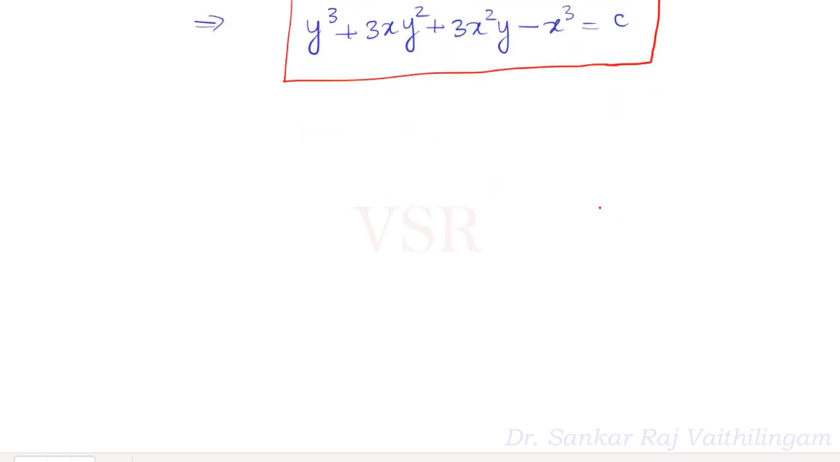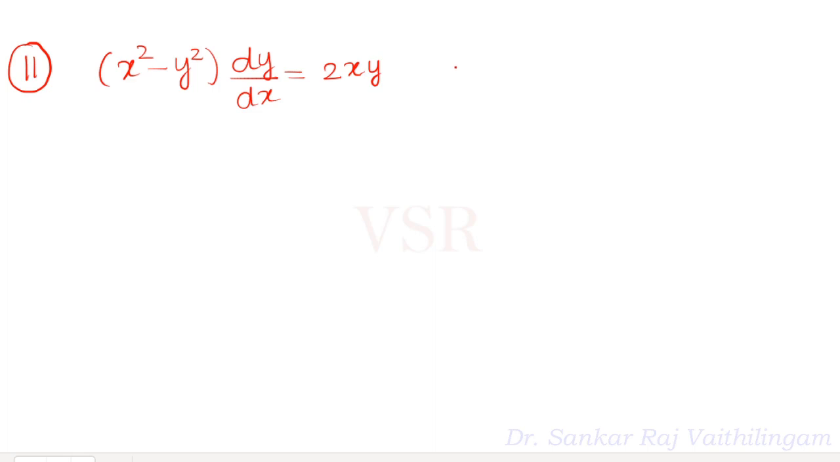Okay, so now we'll go for the 11th problem. The 11th problem. What they have given here is x square minus y square into dy by dx, which is equal to 2xy, with the condition y of 1 equals 1. This is what is called the initial value problem. Okay, initial condition.